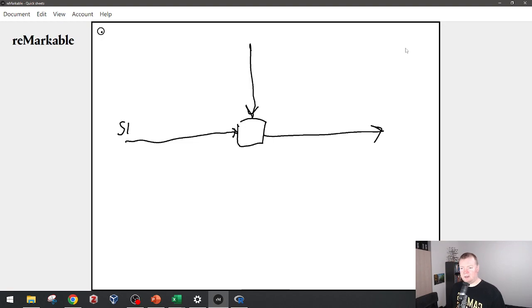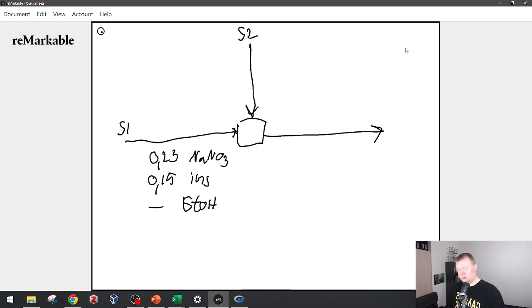So for stream 1, the top stream, we know that stream 1 contains 23% sodium nitrate and 15% insulin, and the balance of, not water, sorry, ethanol. For stream 2, I know that it contains 13% sodium nitrate, no insulin, and the balance of, again, not water, why do I keep saying water, ethanol.